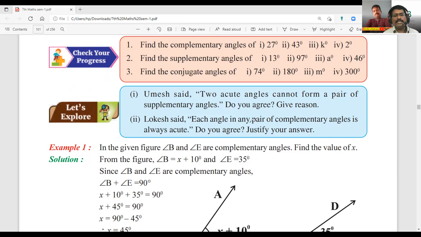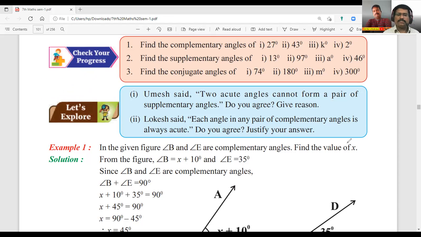Lokesh said each angle in any pair of complementary angles is always acute. Do you agree? Complementary means when two angles' sum is 90 degrees. Acute means less than 90. So each angle in any pair of complementary angles is always acute. Yes, right. I agree with Lokesh.